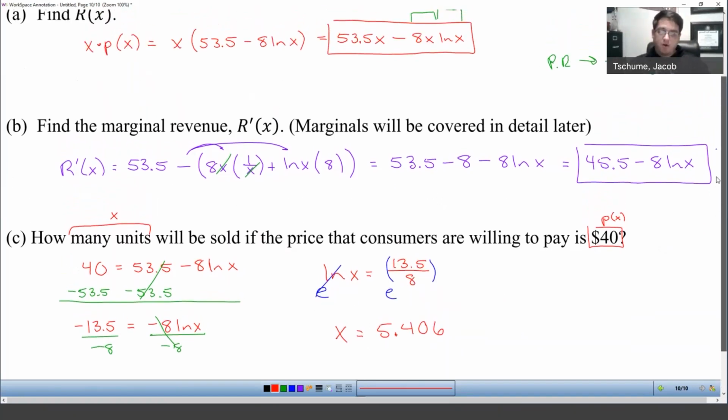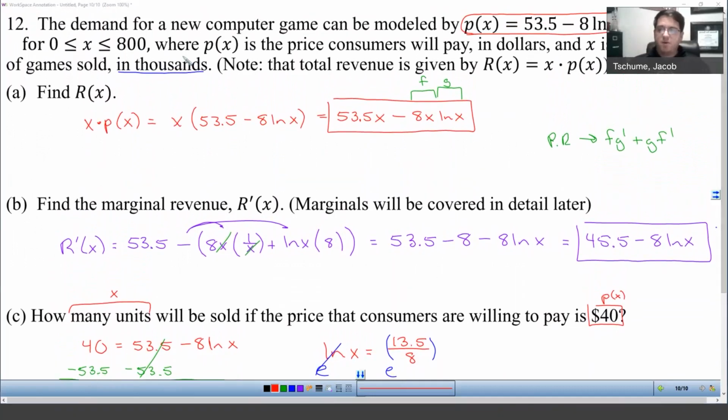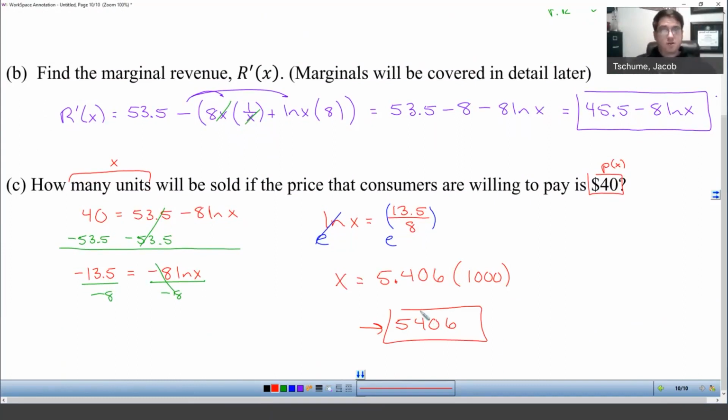Remember the part I warned you about earlier. If I can go away, I'm going to cover the answer up for a second. X is the number of games sold in thousands. So when you find your X value in this problem, to get the actual number of units that you will sell, you will have to multiply this by 1,000, and that will give you an answer of 5,406. Those words in the problem do make a difference. It didn't affect how we worked the problem throughout, but it does affect how you have to present your answer on your homework and quiz.